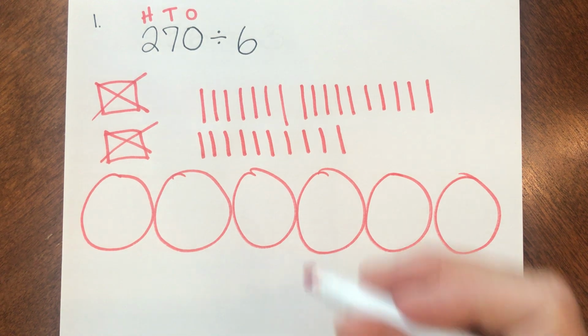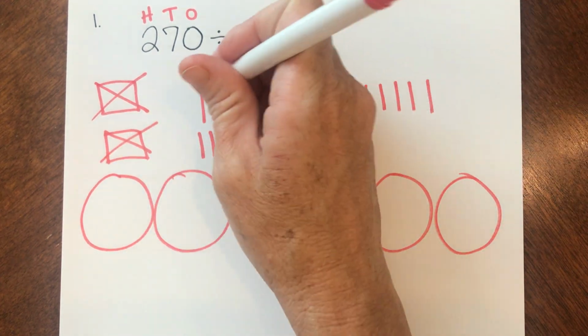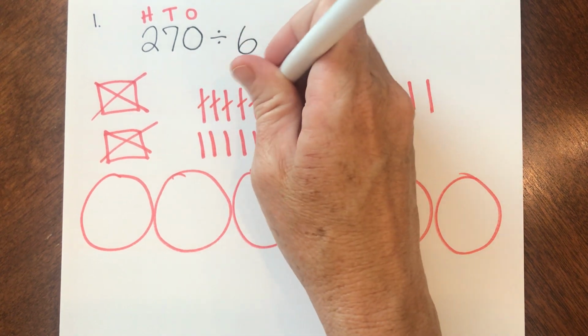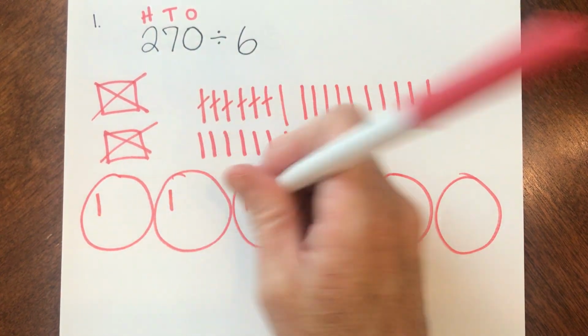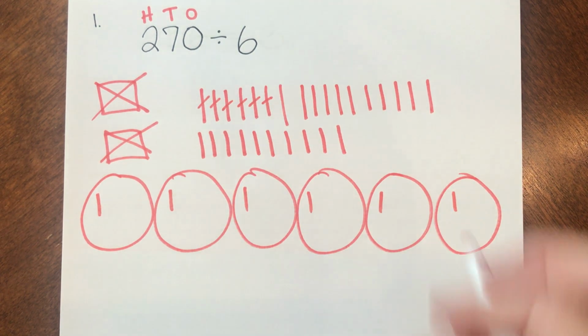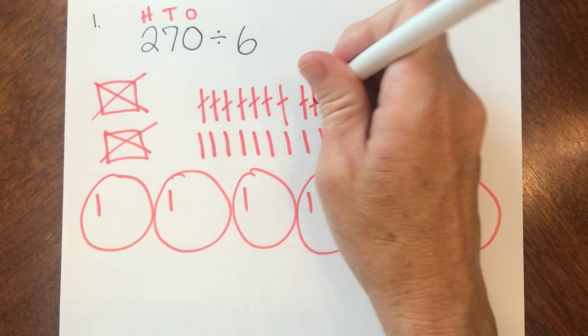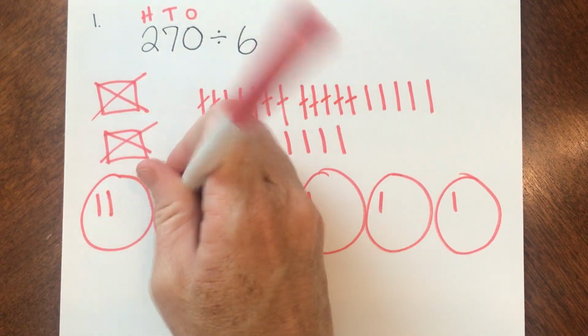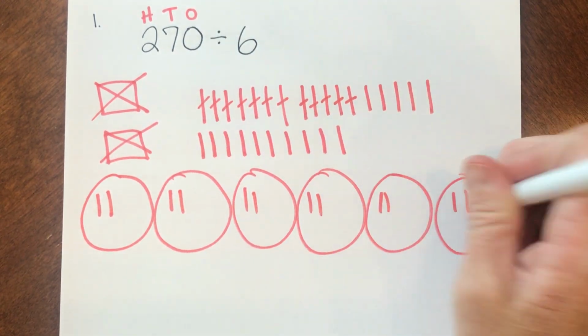Okay, I'm going to pass out 1 to everyone. So I'm going to take away 6. 1, 2, 3, 4, 5, 6. And I'm going to give each of my groups 1. Do I have enough to pass out another 6? Definitely. 1, 2, 3, 4, 5, 6. So those 6 I'm going to pass out.